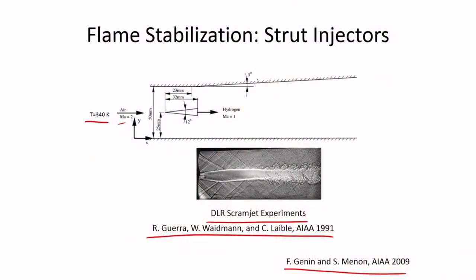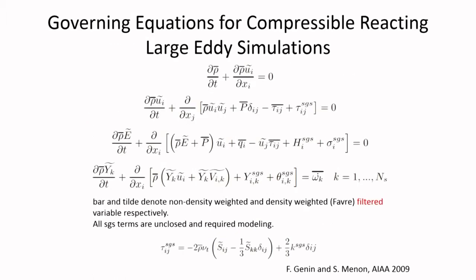Because there will be heat release, they had designed a combustor with a 3-degree divergence. As you see, it's not straight; the top wall and the bottom wall are not parallel. The top wall diverges at an angle of about 3 degrees, and the strut has a divergence angle of about 12 degrees. From the center of the strut, you are injecting hydrogen at Mach 1, whereas the incoming air is coming at Mach 2. This is how the Schlieren image of this hydrogen air flame looks, but we'll go into that.